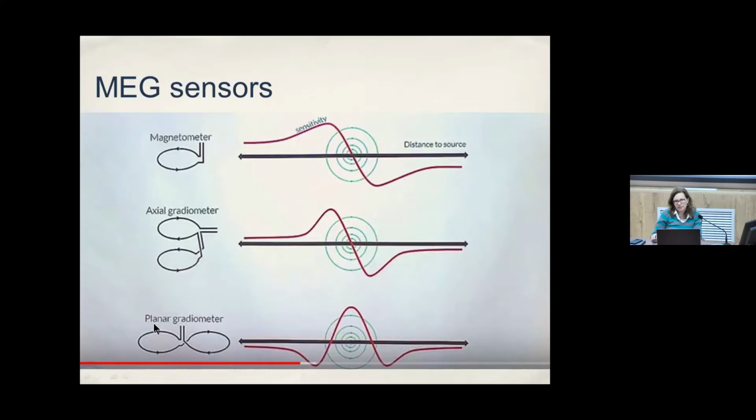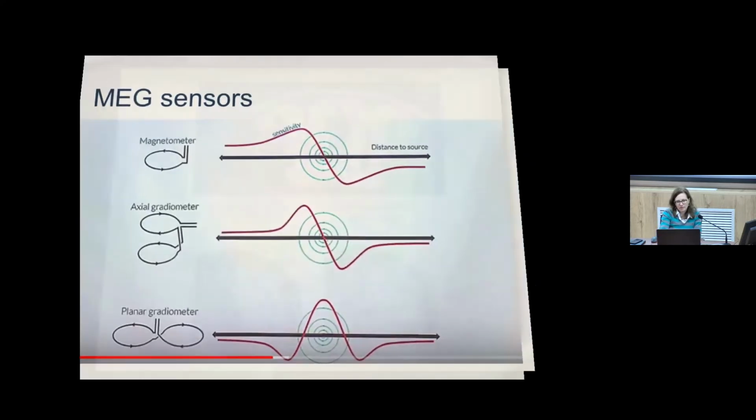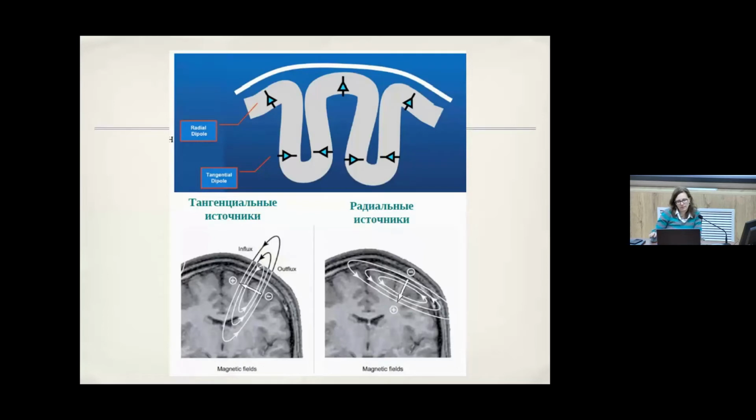And the situation is completely different for planar gradiometers, because they have 2 signals, and the major difference between these 2 magnetometers will be exactly above the sources. So that's important to understand for our next slide. Not exactly next, but probably in one slide.